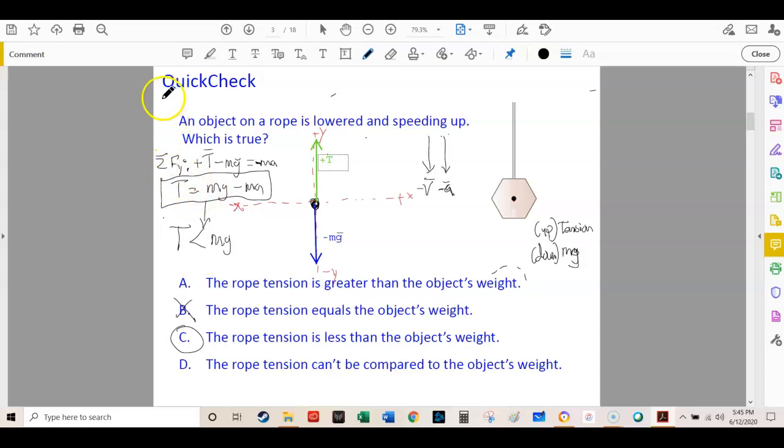We didn't sum the forces in the x direction, by the way, because there are no x direction forces, right? That's just 0 is equal to mass times acceleration in the x direction. By the way, this is y direction. I should have subscripted that, right?